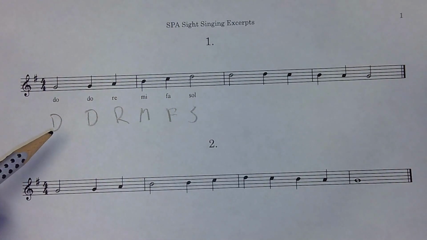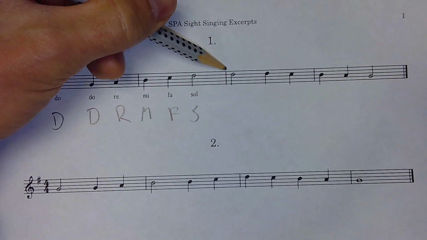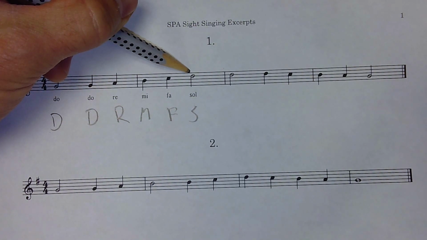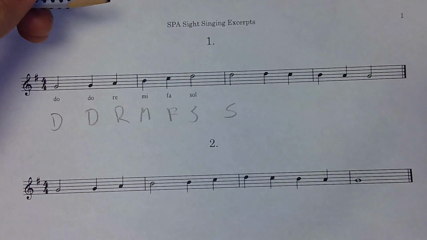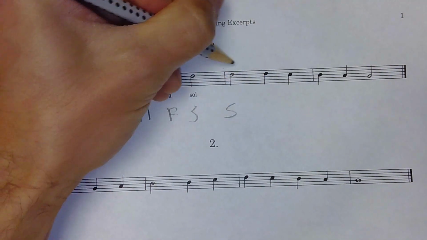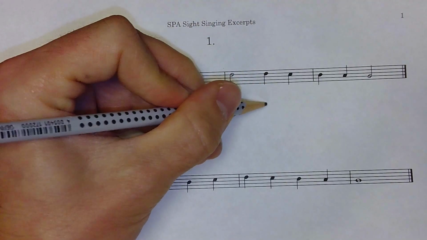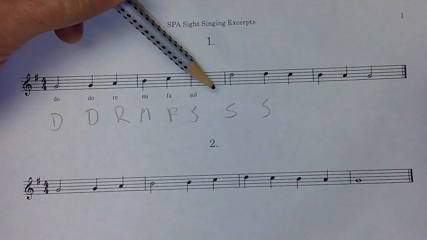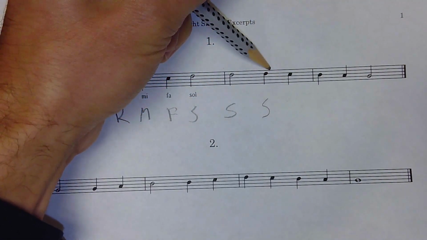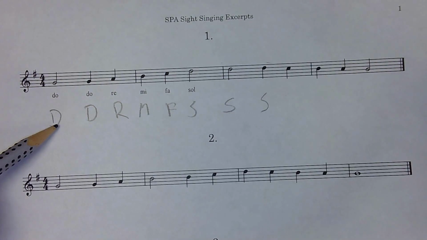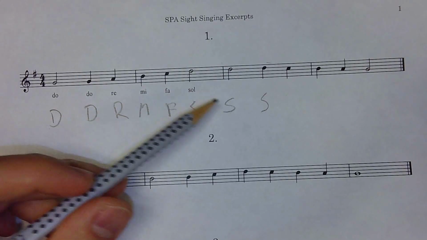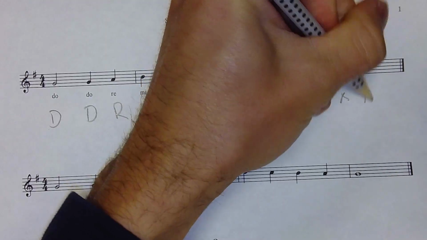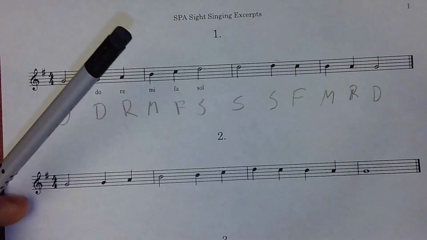I did these first ones for you to get you going. This note, is it the same or different than this one? It's the same note, so it's still sol. We got 3 of them in a row, actually. Then we're moving down. If I'm moving down, do, re, mi, fa, sol, sol, fa. I'm just walking back. There we go. Now I've got all my solfege.